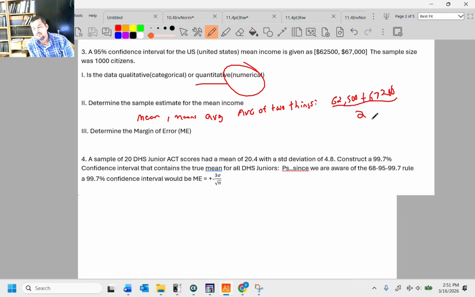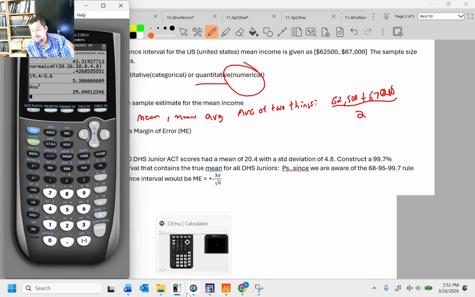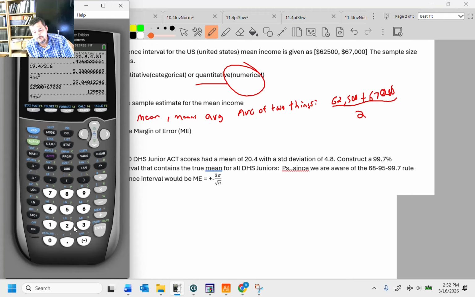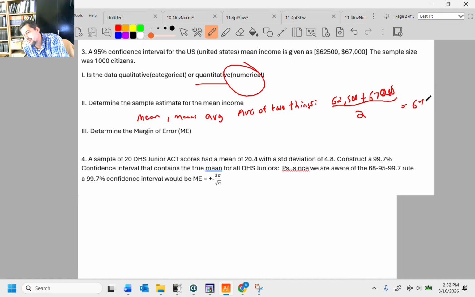So you add them together. I don't know why I put a 200 there, and you divide by 2. As tired as I am, I don't know why I'm going to a calculator. It should be 64,750, but I'm pretty tired too. I know that's wordy and that's going to bother you all, but it's 64,750. Reading comprehension, right? You didn't understand what the question was asking.